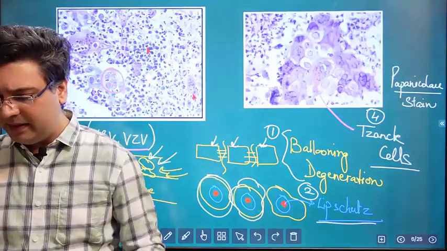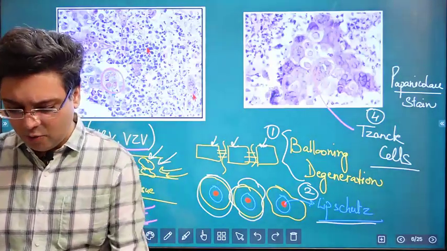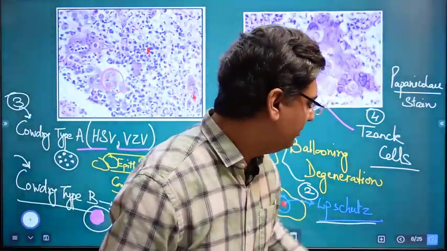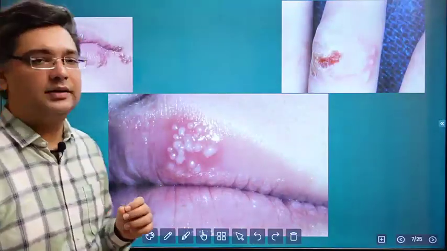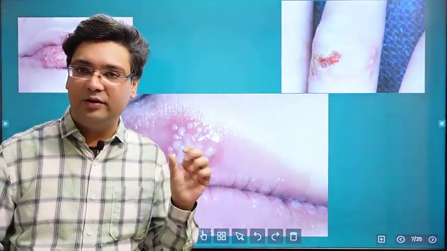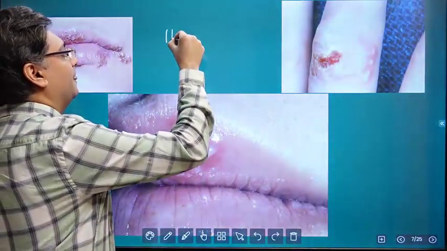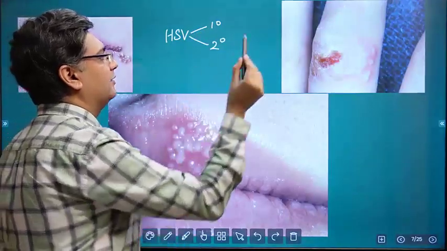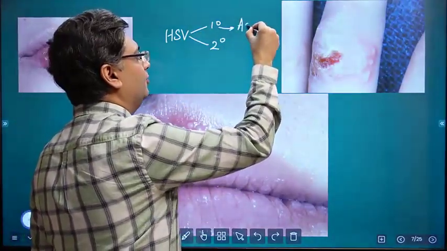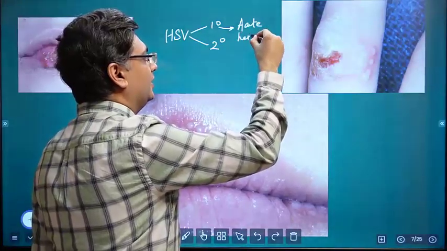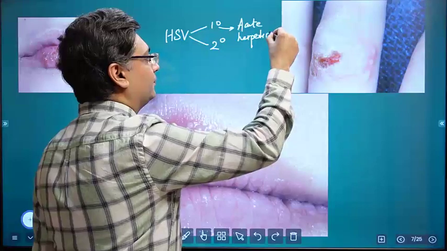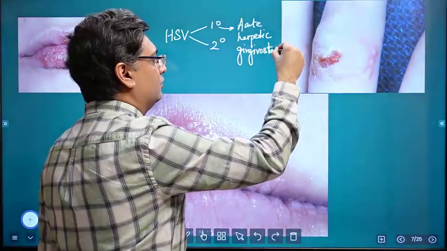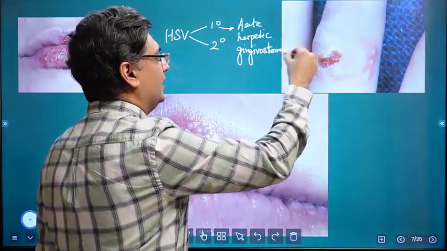So this was mainly about HSV1 which we were talking about. Now if we talk about some more things, we have talked about the primary infection. What was the primary infection of HSV? The primary infection was acute herpetic gingivostomatitis. Sometimes there can be a secondary infection.